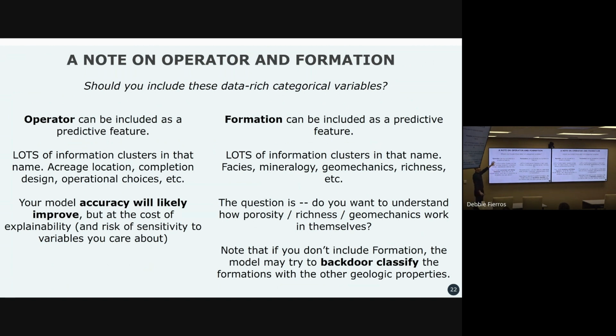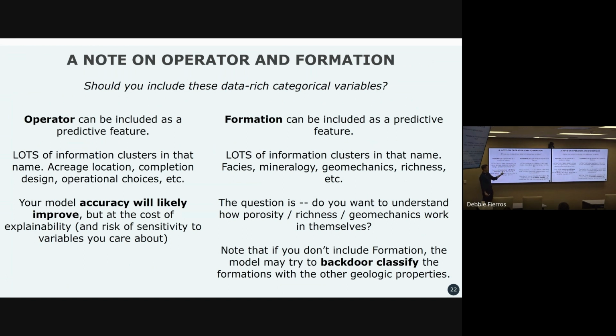So let's talk about operator. You can put this into your model, and you're probably going to be more accurate than if you leave it out. Now, why is that? Operator has a lot of information that is implicit within it. Where's their acreage? What completions design do they use? What operational choices? And a lot of that won't be public, but it is implicitly in the operator.